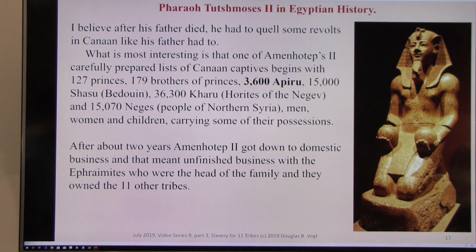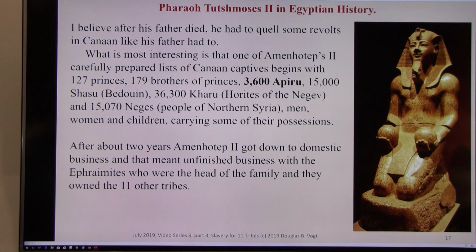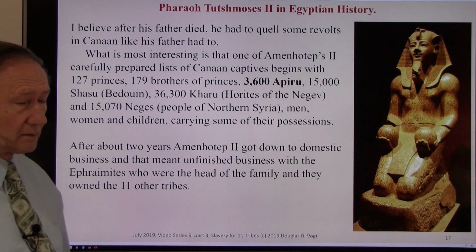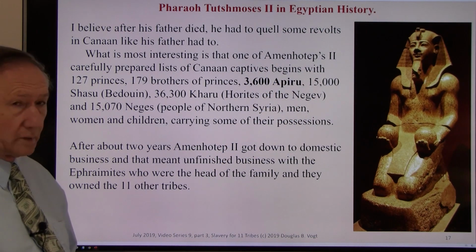Here is a better sculpture of him, of Amenhotep II. Anyway, he went on his campaigns in Canaan, and he lists a bunch of tribes and what he brought back. This is the one that kind of interested me, 3,600 Apiru. Now, replace the A with an H, and you have the same name that the Egyptians called the Hebrews.